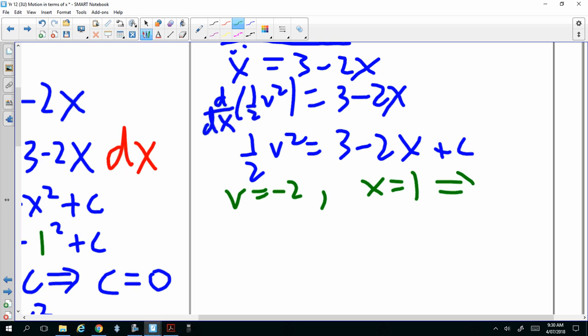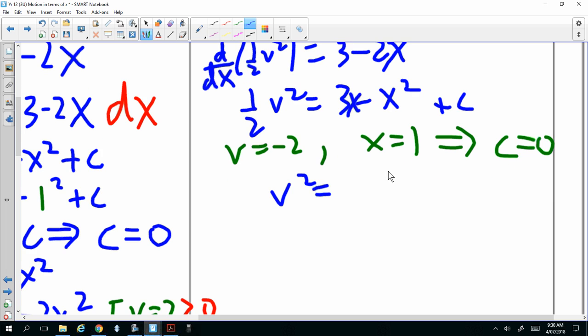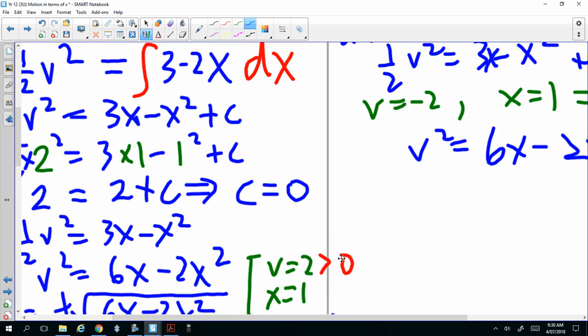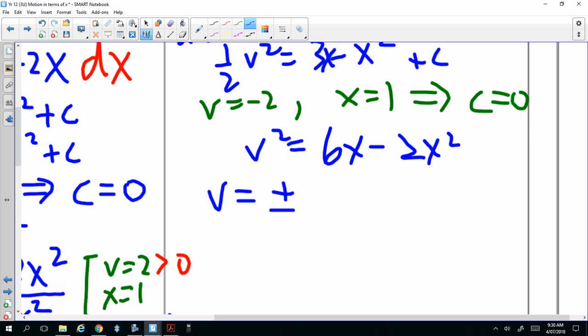Okay? C is 0. So you get the formula v squared equal to, actually that should be x squared here. So you're going to get 6x minus 2x squared. Is that what I wrote before? Yeah, 6x minus 2x squared. Then you square root like before, plus and minus. But because when x equals 1, v is negative 2, you take the negative square root. So v equals the negative of that.